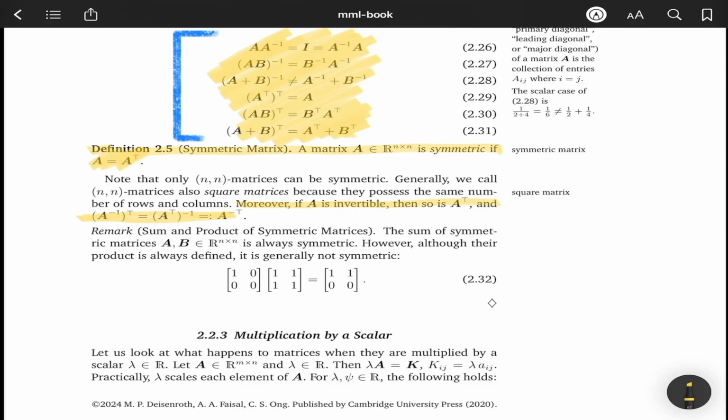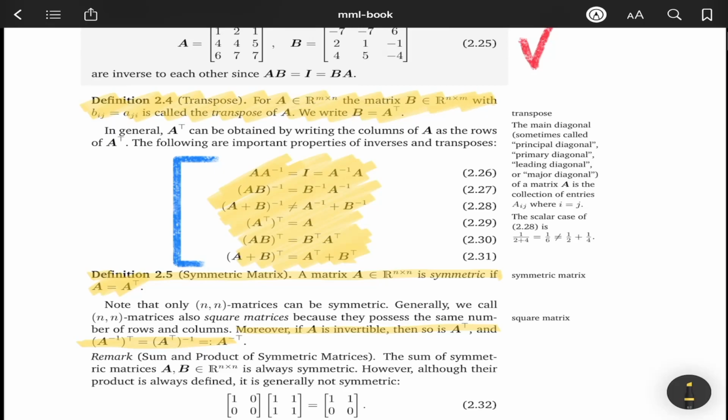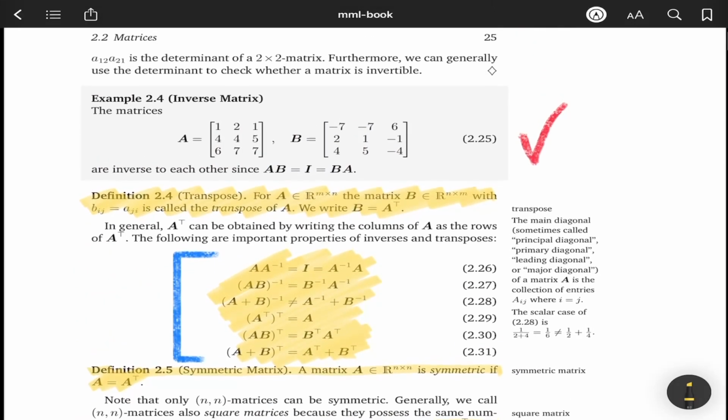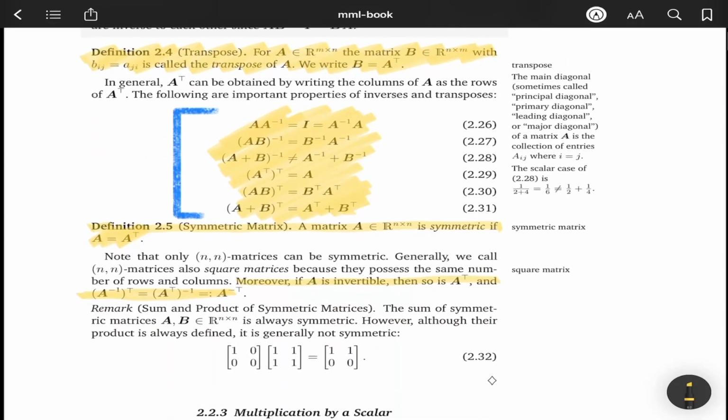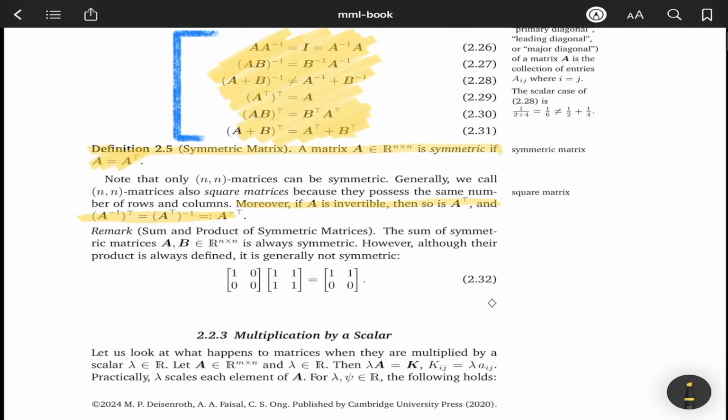If you add them together, then the sum is always symmetric. But the product is not always symmetric. And the product has to be the same dimension. I can't see why that's true. It's not obvious for me why this is true. Okay, in case for addition. What they're saying is symmetric is if A equals A transpose. And here we have the case of A and B.